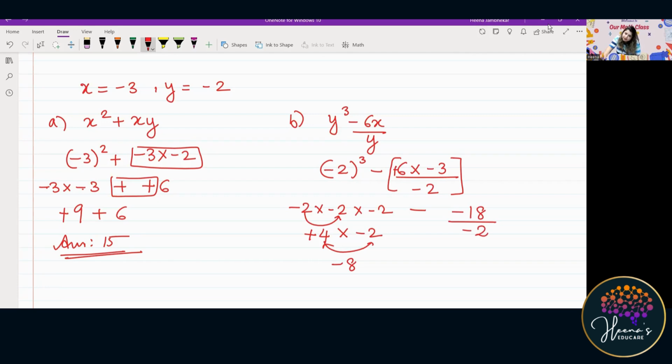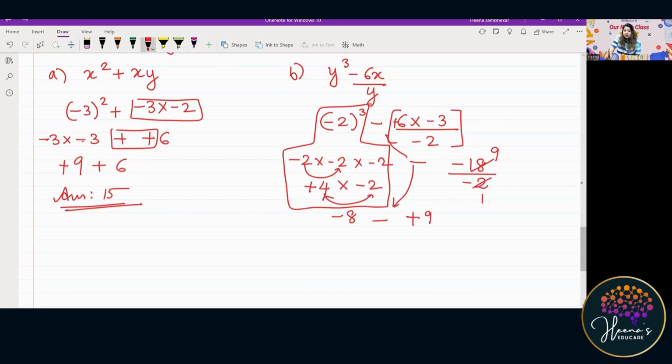Now look at this one. I can do 2 ones and 2 nines are 18. If you remember, minus divided by minus will give you a positive 9. So from this part of the sum, you have minus 8. Then this minus sign is getting carried forward, so I'll write a minus here. And here you get a positive 9. You have minus 8, and minus and plus consecutive signs give you minus, and then a 9.